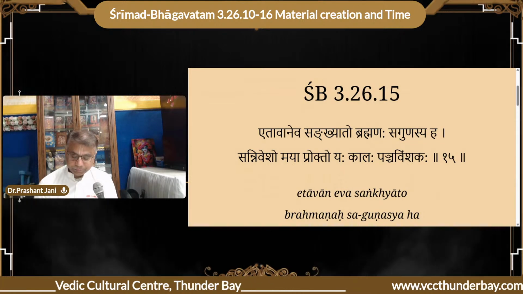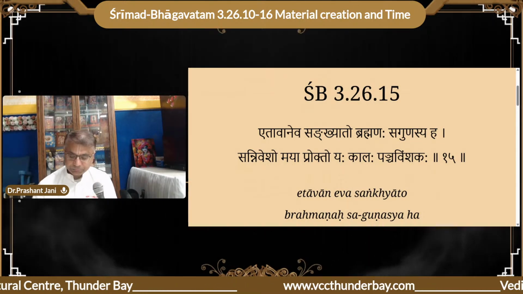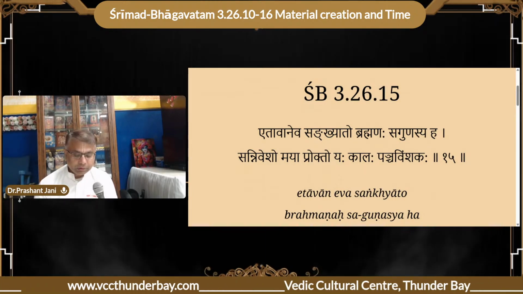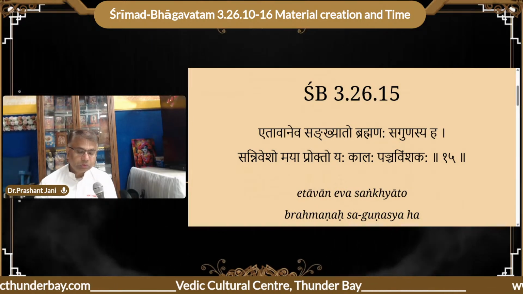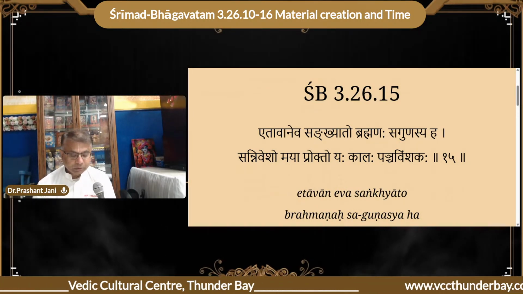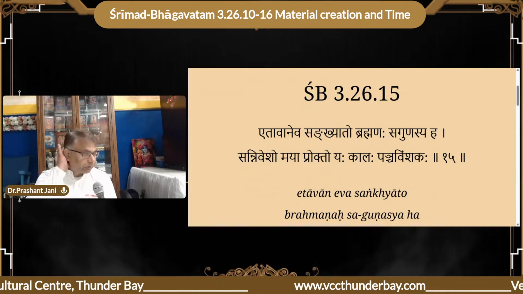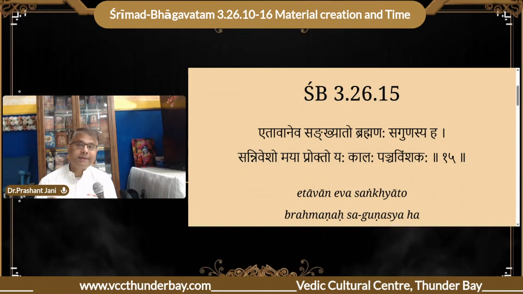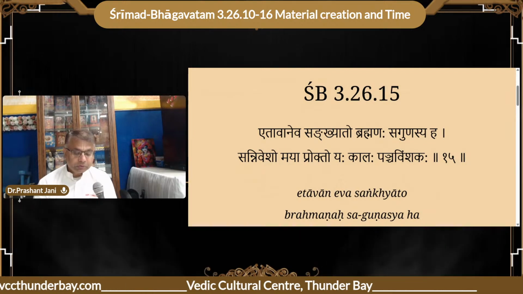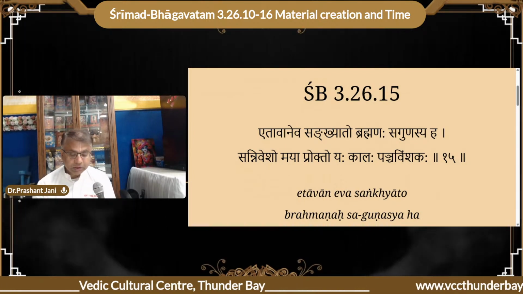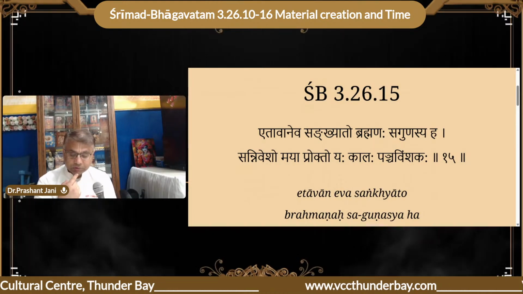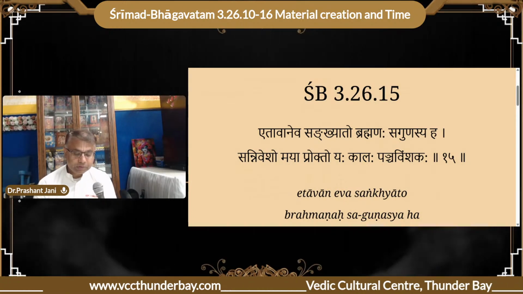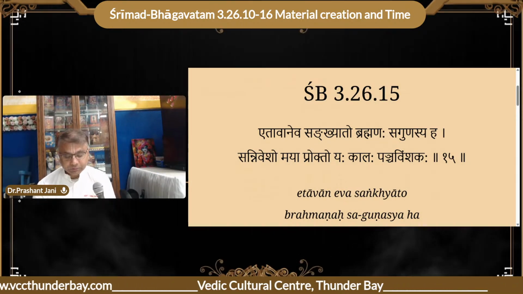So this includes 5 gross elements. Now what are these gross elements? The whole material creation is made up of earth, water, air, fire and ether: Bhumi, Apo, Analo, Vayu. So these are the 5 gross elements which can be seen and felt. But then the material creation also has subtle elements which cannot be seen. The next 5 subtle elements are smell, taste, color, touch and sound. So 5 gross elements, 5 subtle elements.